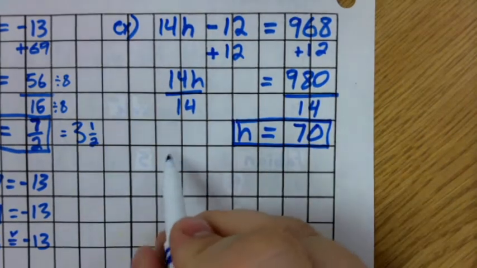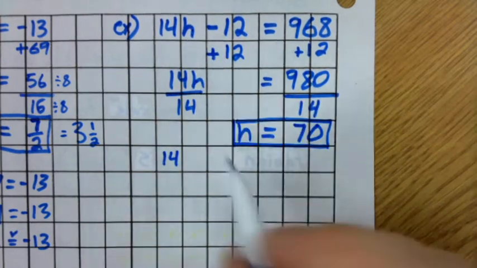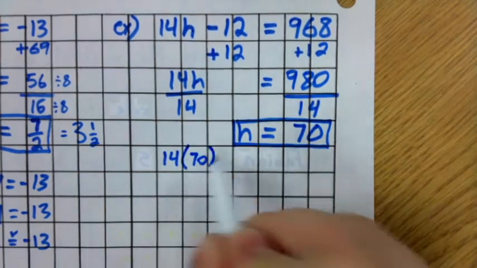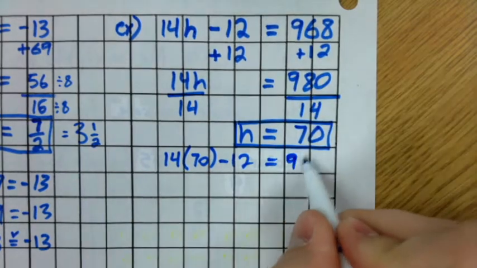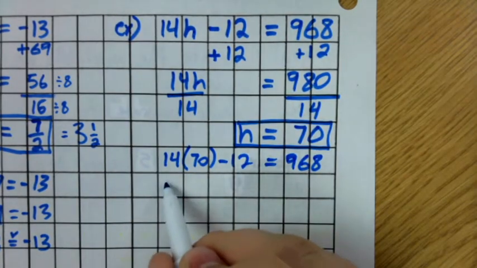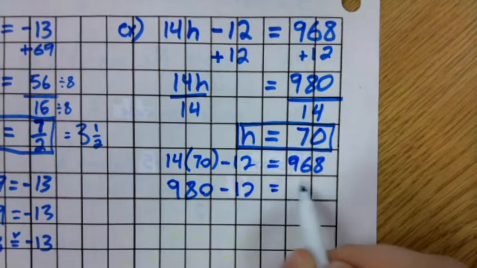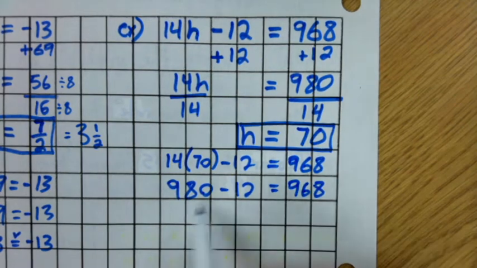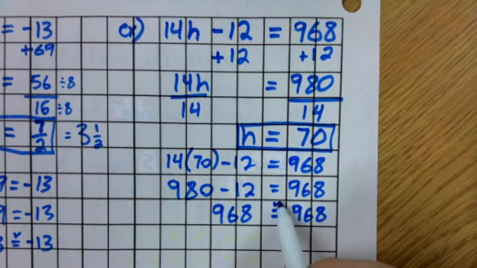So check it out. Go to 14 to verify it. 14h, h is 70, subtract 12 equals 968. 14 times 70 is 980. Then we're going to subtract 12 equals 968. 968 equals 968. It is verified.